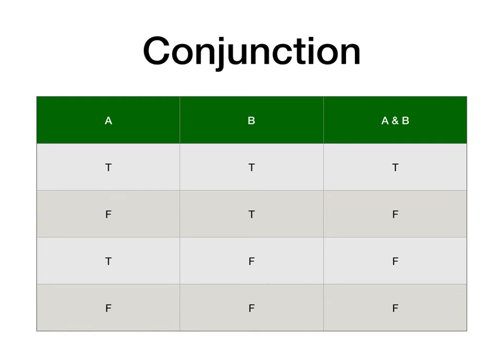When A is false, it's false. When B is false, it's false. When both A and B are false, it's false, right? Now we'll talk a little bit more about how to create truth tables, but the point here is to just represent all the possibilities, right? And see what A and B looks like in each case.